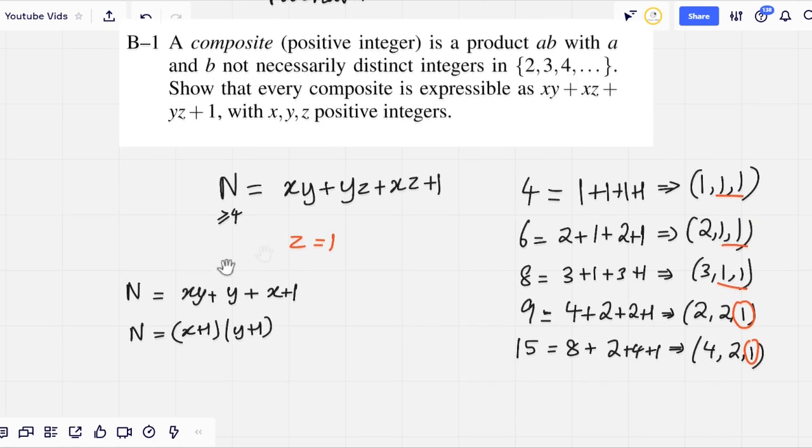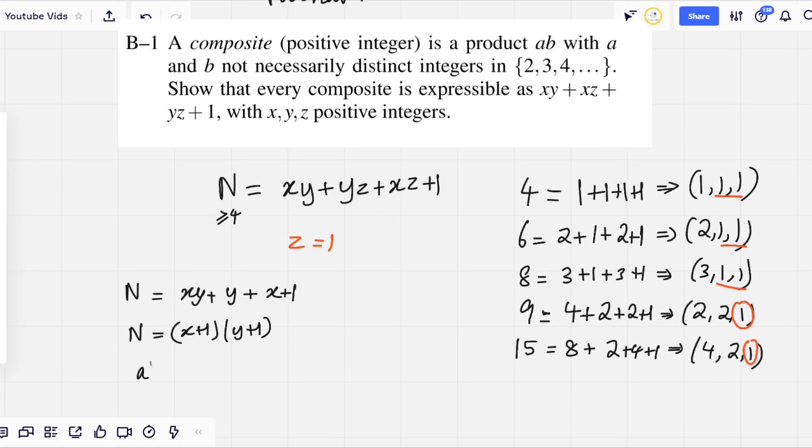And the problem becomes trivial now, because we do know that n is ab, so we have ab equals x plus 1 times y plus 1. x equals a minus 1 and y equals b minus 1 would satisfy this equation, and hence we've shown that all composite numbers can be represented in this form.